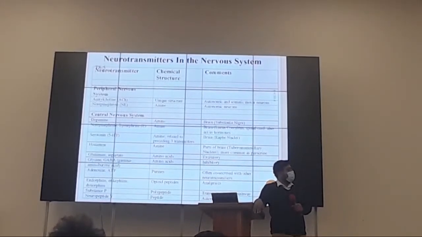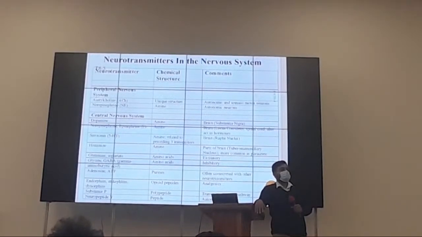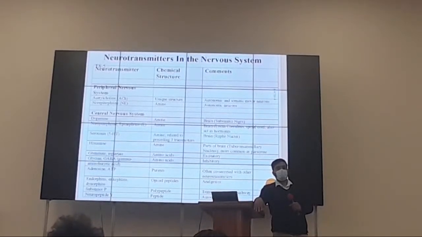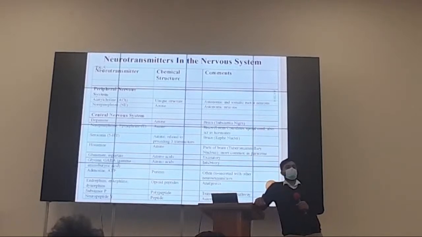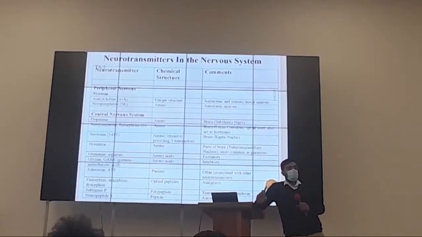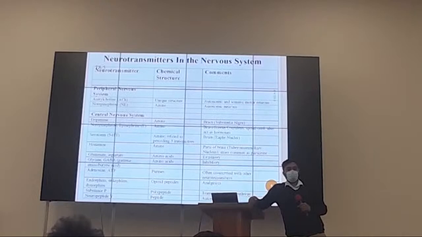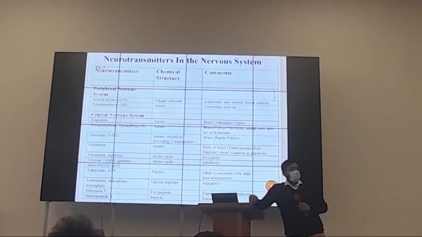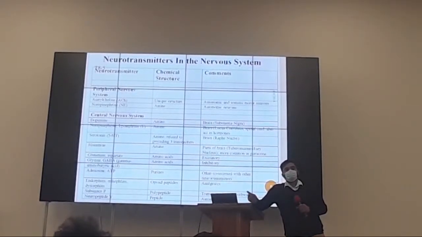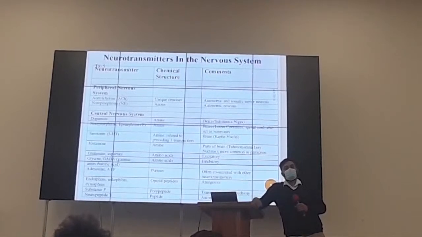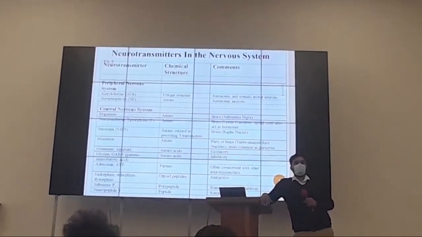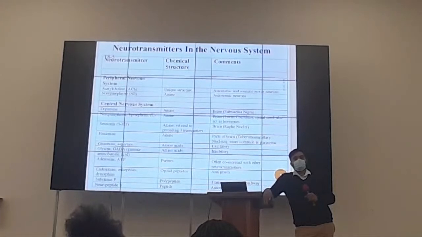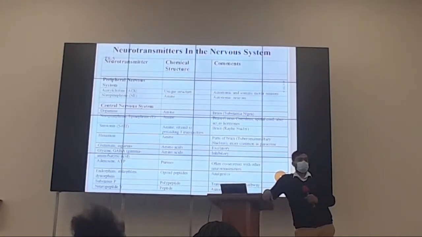Anyone to give us an example of an excitatory neurotransmitter? Meaning it's a neurotransmitter that will produce an excitatory postsynaptic potential. Anyone? Acetylcholine, isn't it? Norepinephrine. Those are excitatory neurotransmitters. What about inhibitory neurotransmitters?